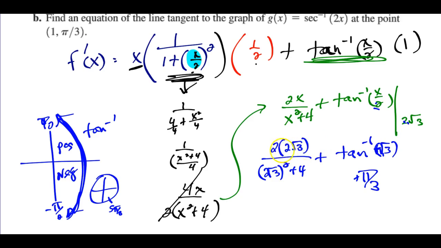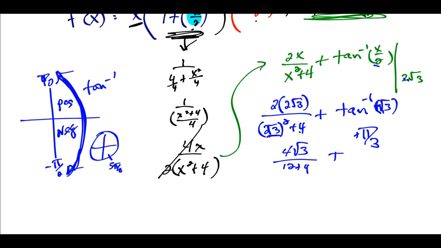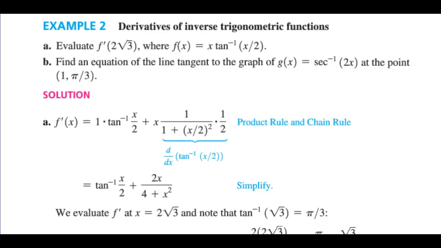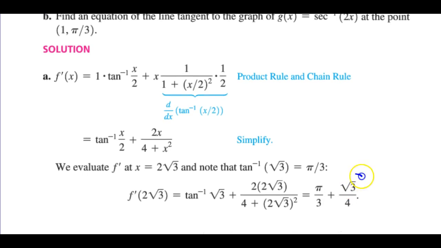And then this guy simplifies to 4 square roots of 3 over 12 plus 4, and I think I'm done. Pi over 3 plus the square root of 3 over 4 for a final solution. And then I think there's a part B. Oh, good. The author got the same thing.